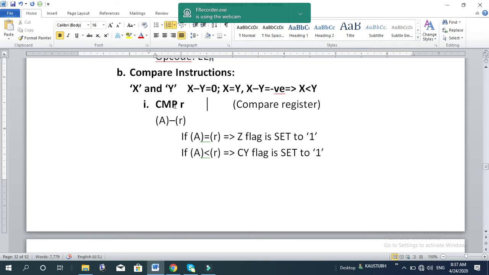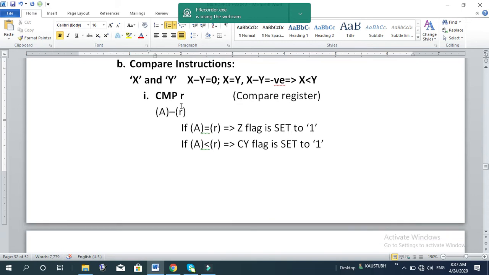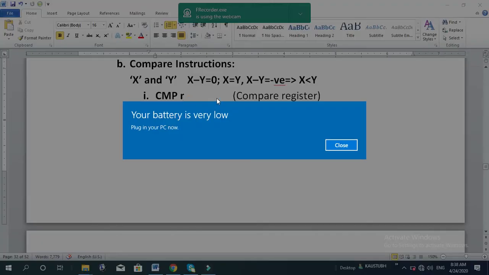That means the subtraction result does not go to the accumulator. Rather, depending on the result, conditional flags will be affected. So if the subtraction result is 0, then accordingly the Z flag will be set to 1. Z is the zero flag.